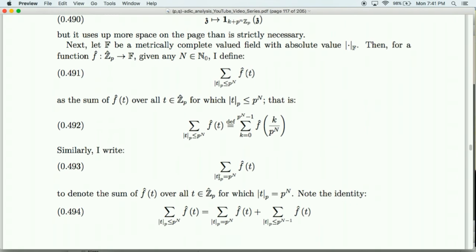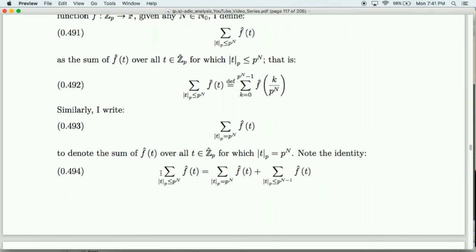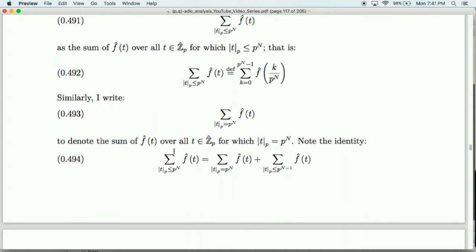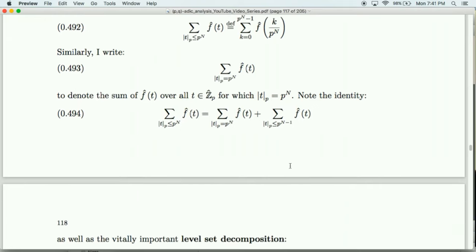Similarly, I write the sum over |t|_p equals p to the n. It's the sum over all fractions whose numerators are coprime to the denominator, specifically to p^n. And note the identity, we saw this in the first episode, that summing over all t's with denominators at most p to the n is the same thing as summing over all t's with denominator exactly p to the n plus the sum of all t's with denominator at most p to the n minus 1.